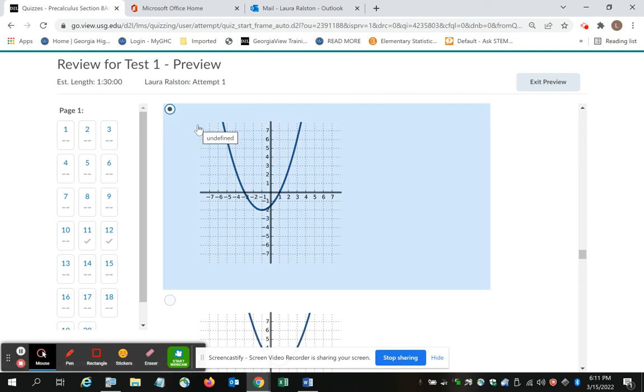Now, yours may not be the first choice. You'll have to look at your graphs, okay? Because those graphs can be changed in their order. It randomizes which one is where in the choice list. So pay attention.